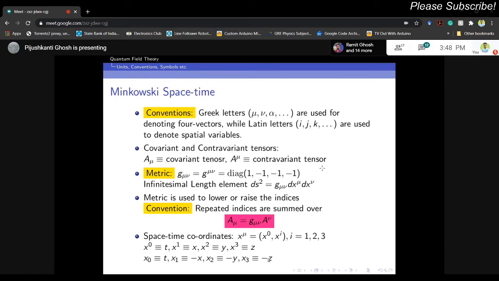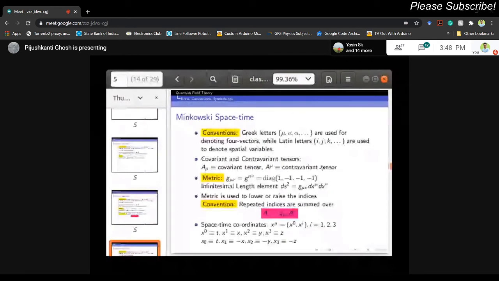minus z. Unfortunately, I don't have board, otherwise I could have shown him that suppose a is x. Okay, so the relation between this is that x mu is equal to g mu nu x mu. You have pen and paper with you or no? You have pen and paper with you? Yes, sir. Hello? Huh? Yes, sir.